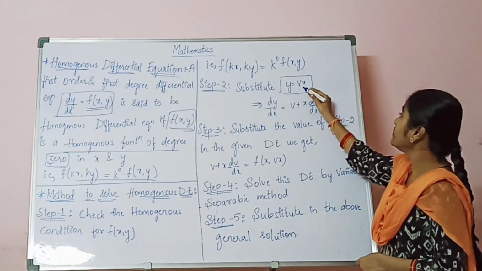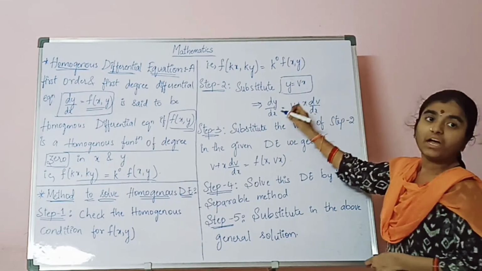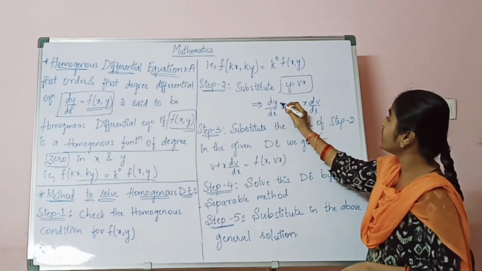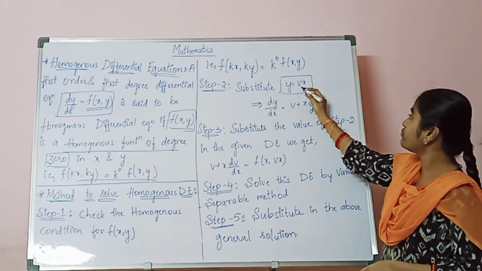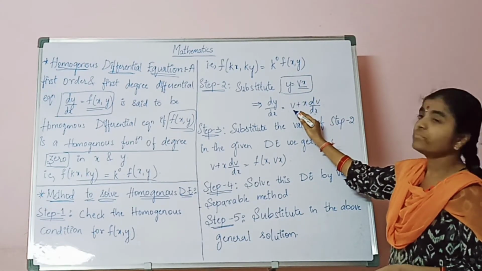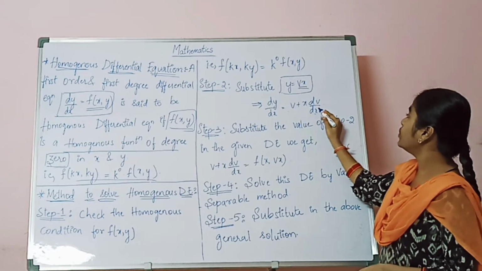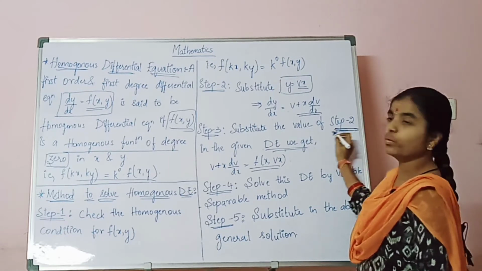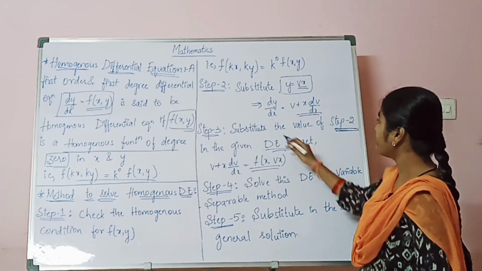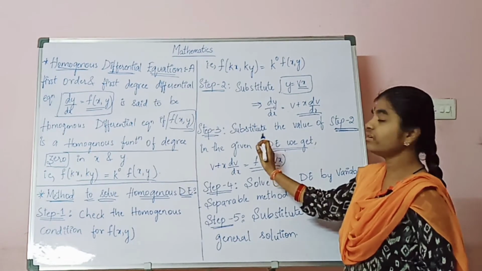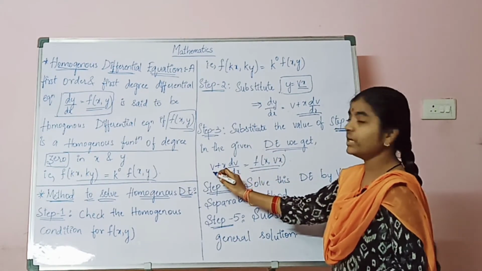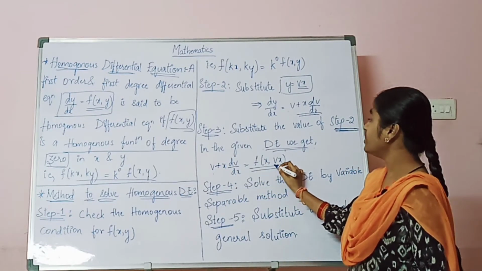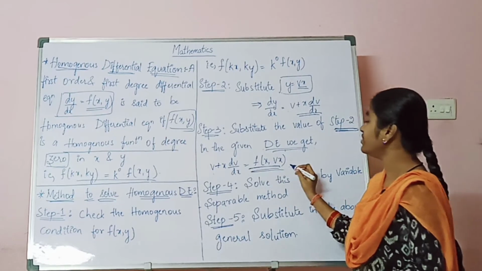In step 2, substitute y equals vx and then differentiate with respect to x. By differentiating with respect to x, what we will get here? dy by dx. Now for this we have to apply the uv method. So what we will get here? v plus x into dv by dx. Now coming to step 3, substitute the value of step 2 in the given differential equation. What we will get here? v plus x into dv by dx equals f of x comma vx.